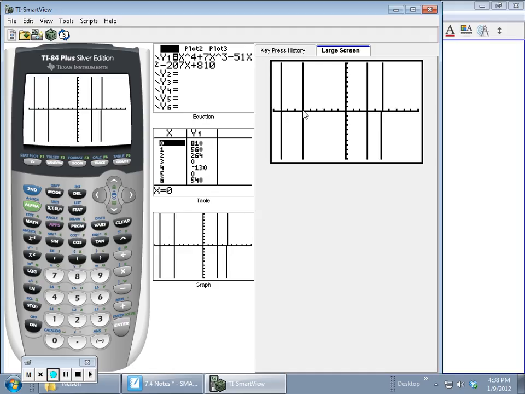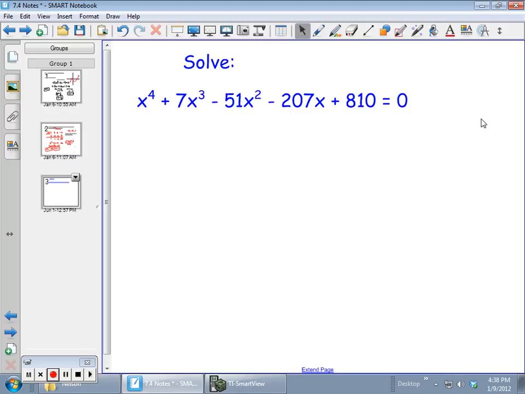The important thing is, this tells us, or it looks like, it crosses at negative 6. And so to prove that it really does cross at negative 6, I'm going to use synthetic division to show that if the remainder is 0, then it really does cross at negative 6. Okay, so let's do that.